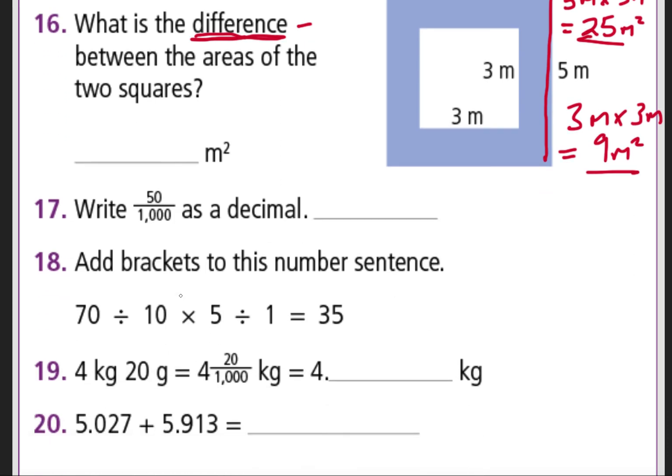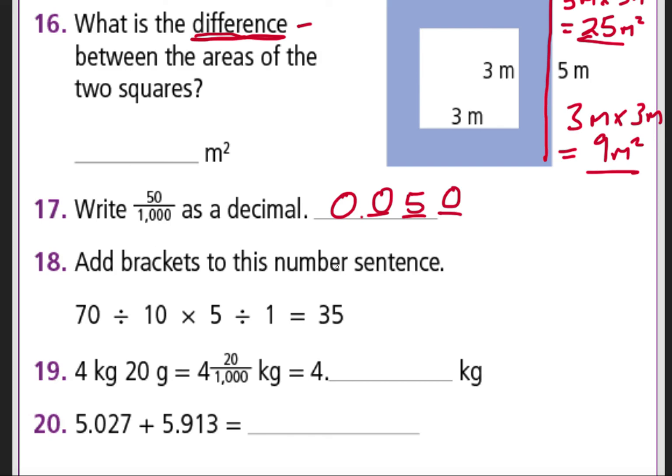Number 17, we're writing 50 over 1,000 as a decimal. So it's going to be 0 point, and it's thousands, so we need 3 places after our decimal point. And we need to put a 50 in here. So the 50 will go in there. Anything that's empty, we can fill it in with a 0.